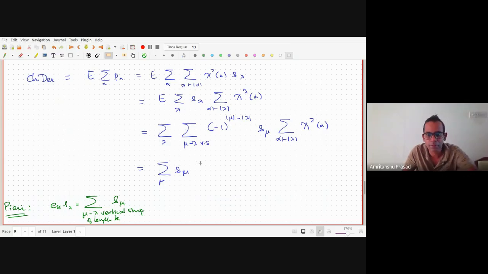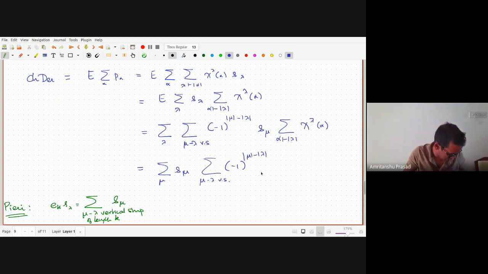Okay, so this is S mu, and what is the coefficient of S mu? It's the summation over lambda such that mu minus lambda is a vertical strip, and then we get minus 1 raised to |mu minus lambda|, and then we get the summation over alpha, partition of lambda, of chi lambda.